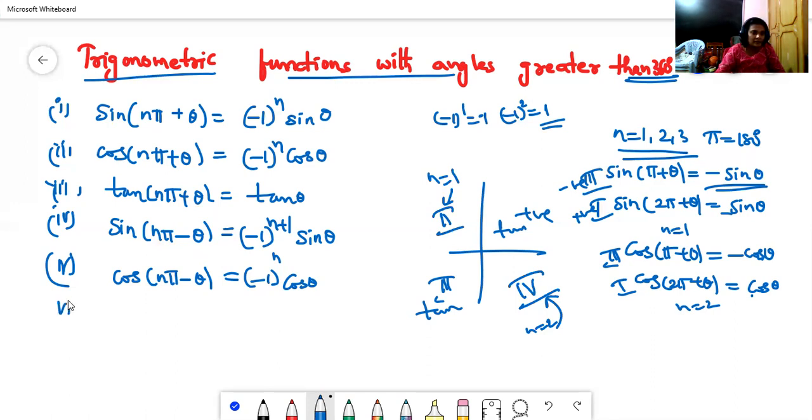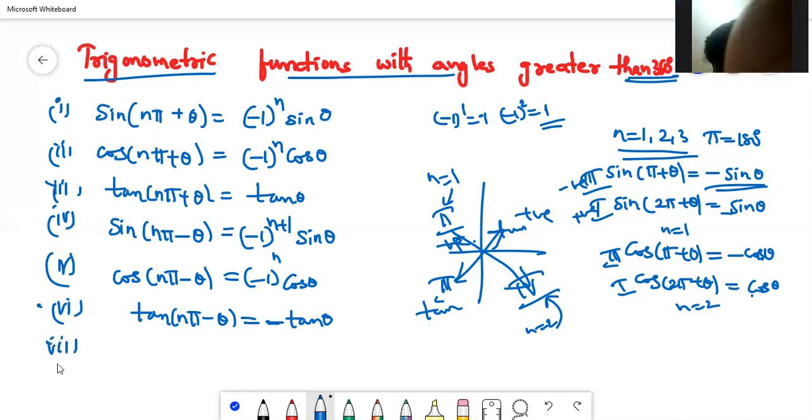Sixth one, tan of n pi minus theta is equal to minus tan theta. We know that for the second and fourth quadrants, tan is negative, completely negative. For both quadrants tan is negative, so there is no power. It's minus tan theta only.